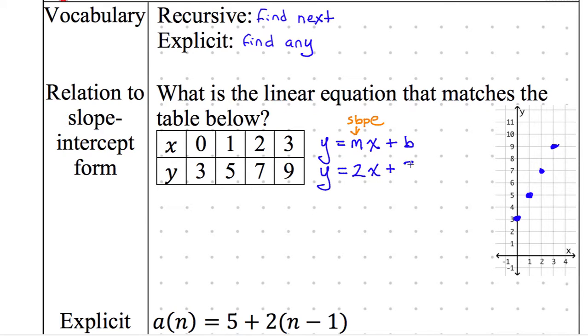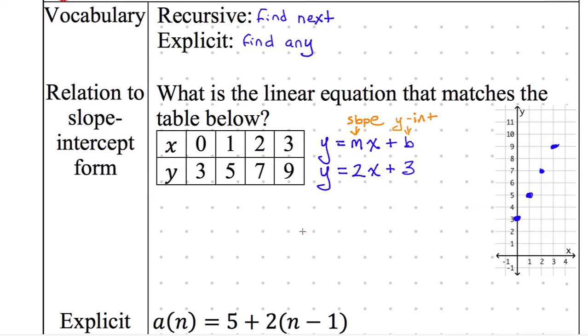Plus 3. It has to be the y-intercept, not any of the y's. This guy right here is the y-intercept, which is 3. All right.